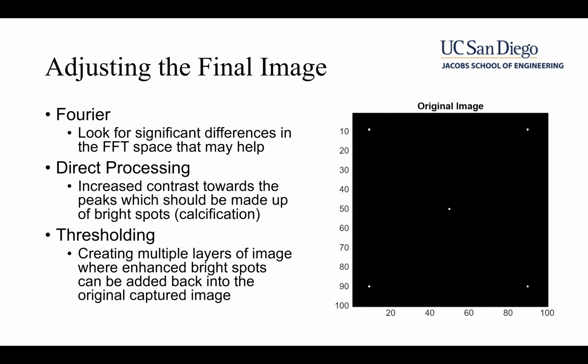So I will first talk about what happens if you try and directly process the image. There are 3 ways to try and do this. The first, of course, is to try and see if there's anything that you can fix in the Fourier transform space. The second is to perform direct processing to try and increase contrast, such that the artifacts are less impactful on the final image. And the last is to threshold away any of the artifacts, such that there isn't data in the middle that is unimportant.